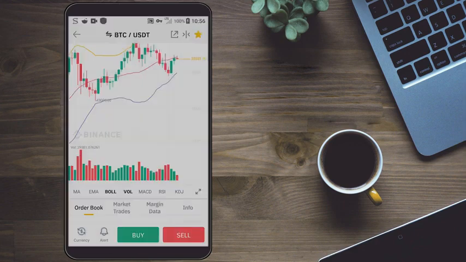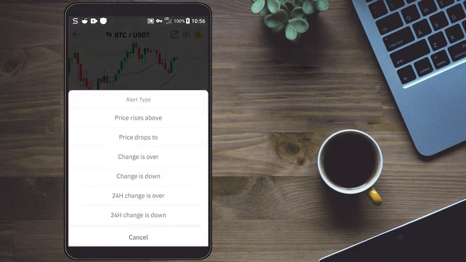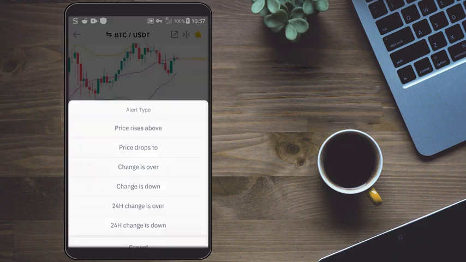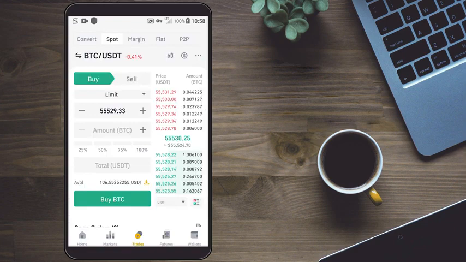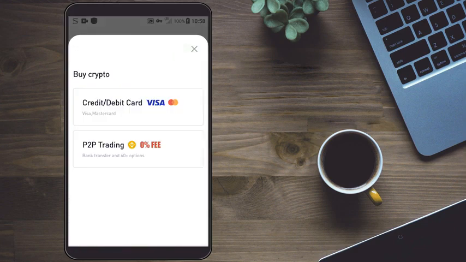You can change it to another currency if you like. And here you can set alerts based on the conditions that you see here. Let me cancel this. And if you touch buy or sell, we go back to the previous page we were. Here, by the help of this dollar sign, you can buy crypto with Visa or MasterCard, or by the help of P2P trading that I'll explain later.